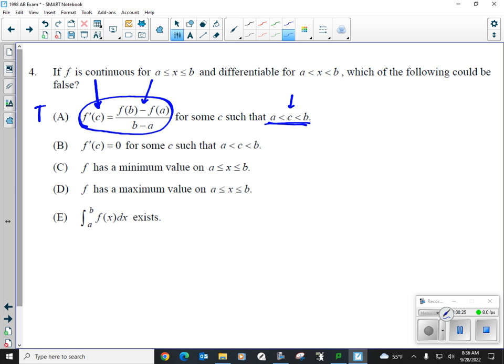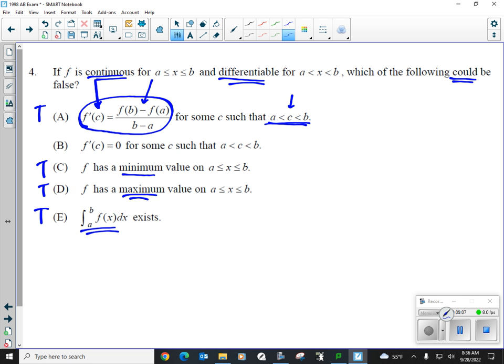F has a minimum from A to B. Yeah, it does. Okay, it's differentiable everywhere, which means it's continuous. There's a minimum. It has to have a minimum, and it has to have a maximum. It is continuous and differentiable. There are no breaks, whatever. If there are no breaks and it's continuous, that means you can take the integration of it as well. That has to exist.